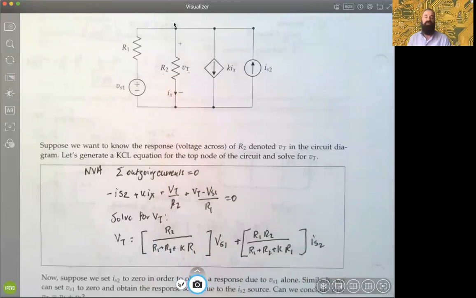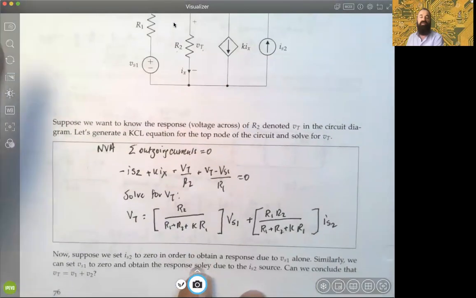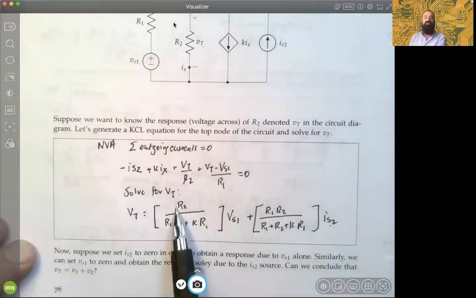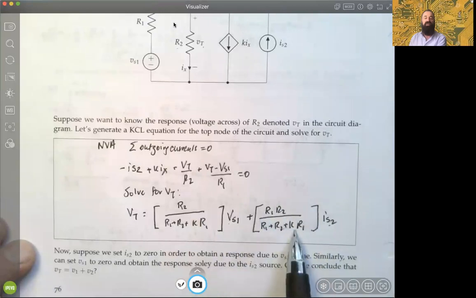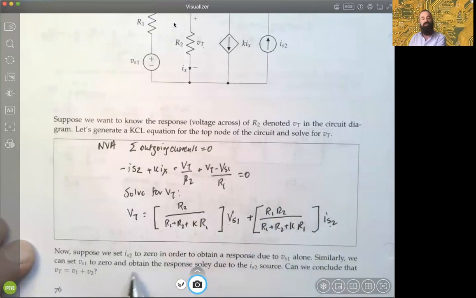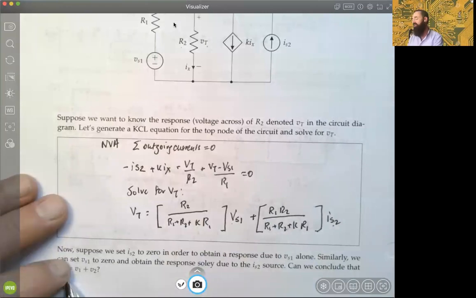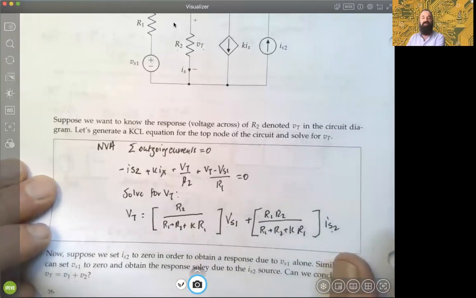So the idea with superposition is to nullify one of these sources. In other words, if we zeroed out the current source, then this would be the response that we would get. If we zeroed out the voltage source, this is the response we get. And then we simply would add those two responses and obtain the voltage that's desired, okay? That's exactly what superposition is, right? But just from a formalistic standpoint, this is the bottom of page 76.